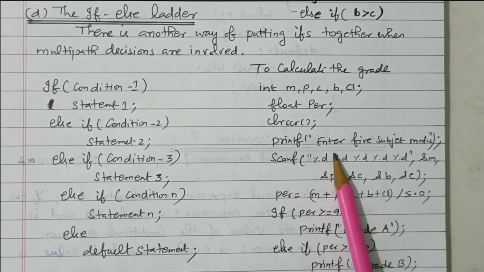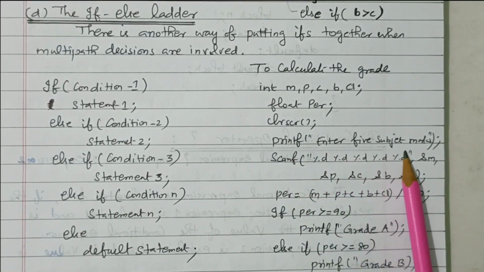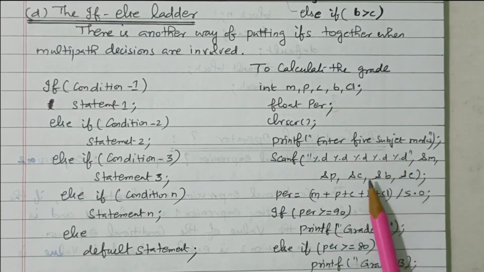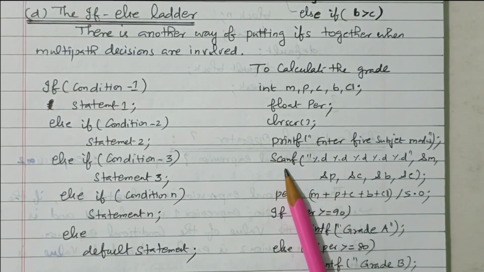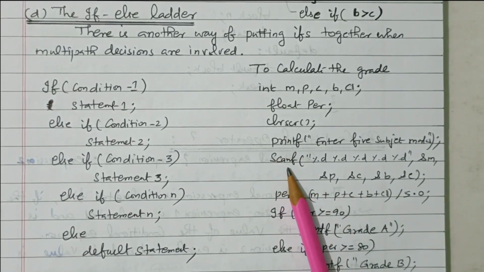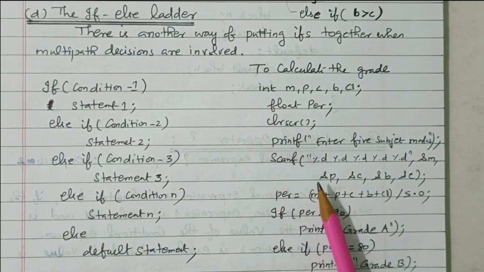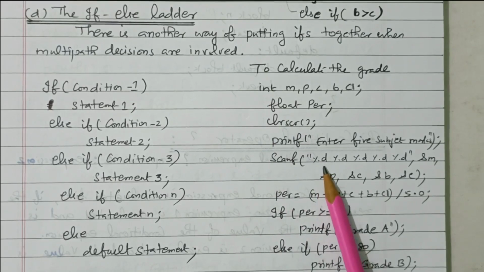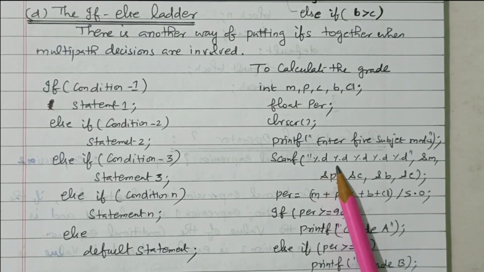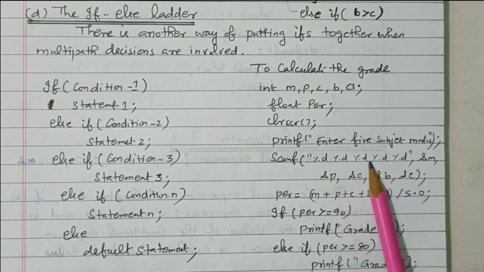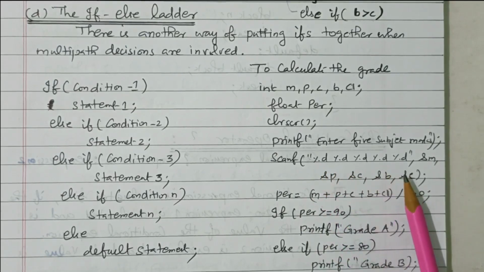we ask the user to enter the 5 subject marks. What is the mark in the 5 subjects, right? Using the printf statement. By using the scanf statement, we can read the data entered by the user. This is the integer type, so the control statement is %d. %d refers to the control statement for integer. Float means %f, character means %c. So here we are going to get 5 variables, so 5 %d's are available.